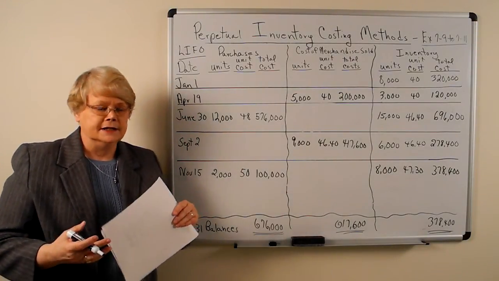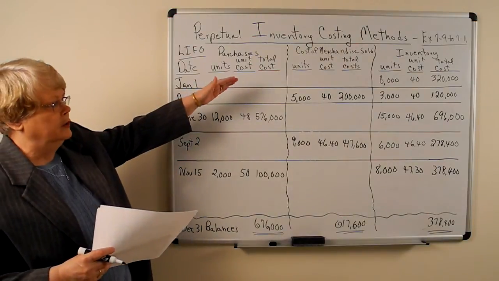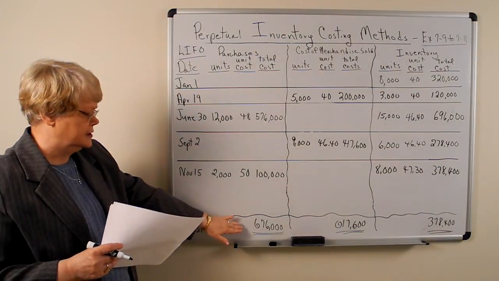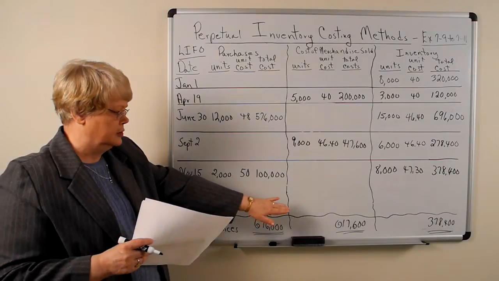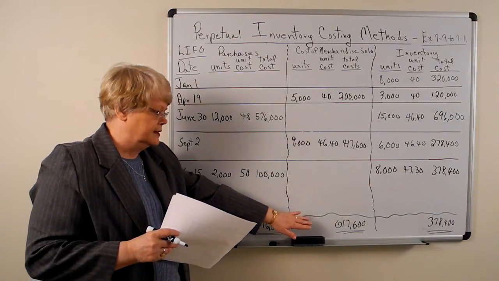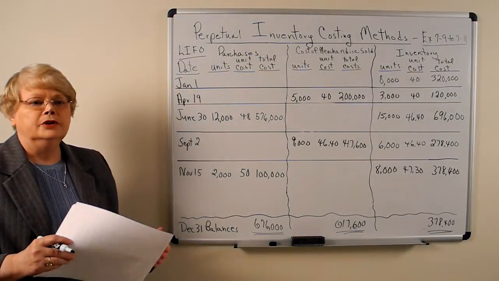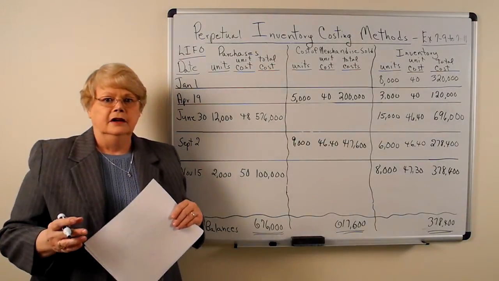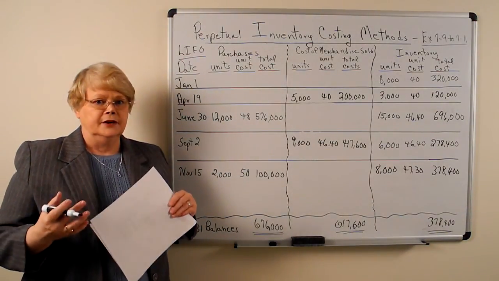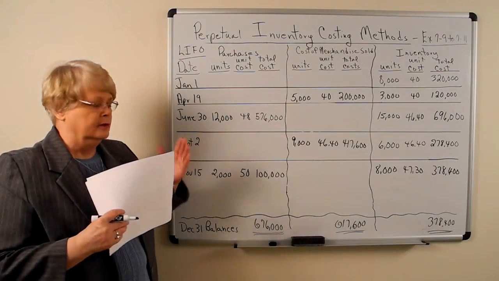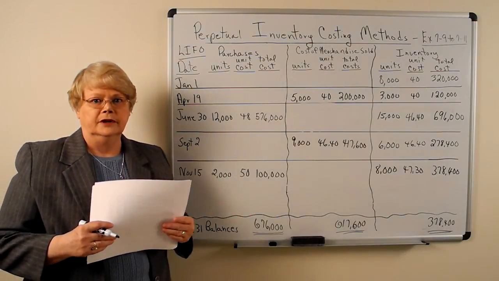Again, you can test it as I said before. Beginning inventory 320 plus purchases 676 minus cost of merchandise sold 617,600 should equal 378,400. All we're doing is splitting the goods available for sale between the merchandise sold and the ending inventory. That's what we're doing.